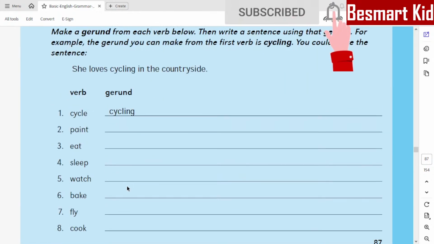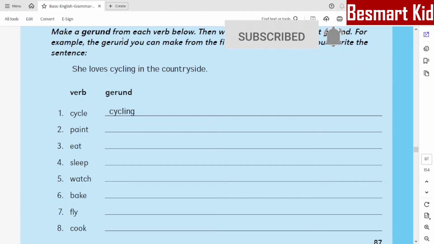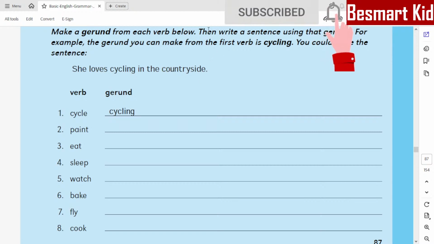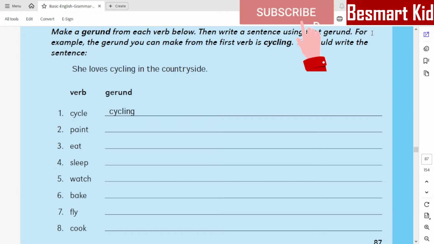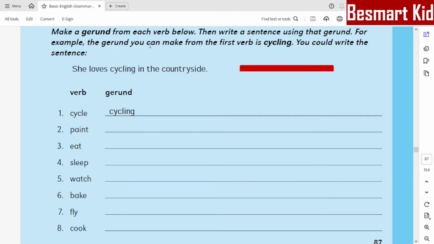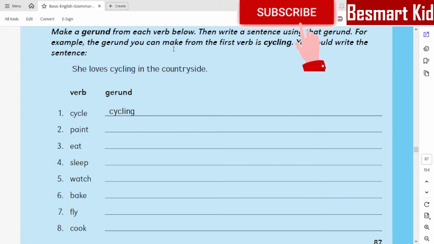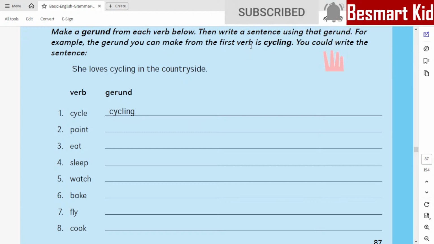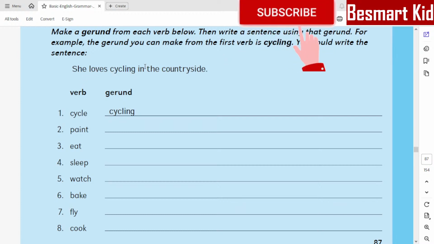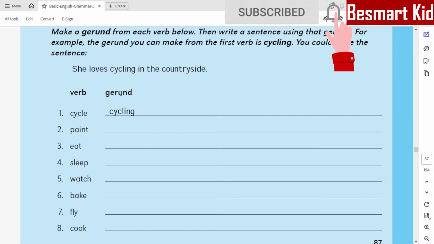Exercise 25. Make a gerund form of each verb below. Then write a sentence using the gerund. For example, the gerund you can make from the first verb is cycling. You could write the sentence, she loves cycling in the countryside.